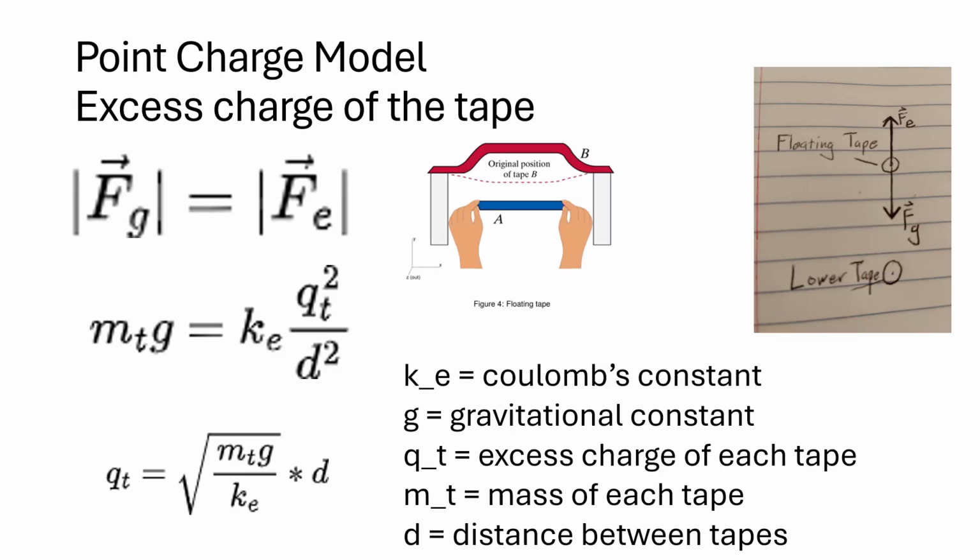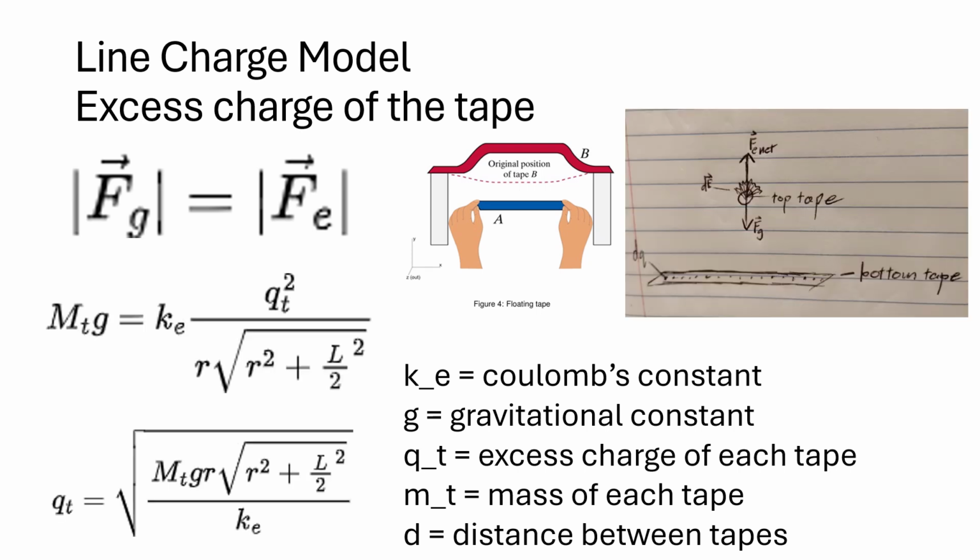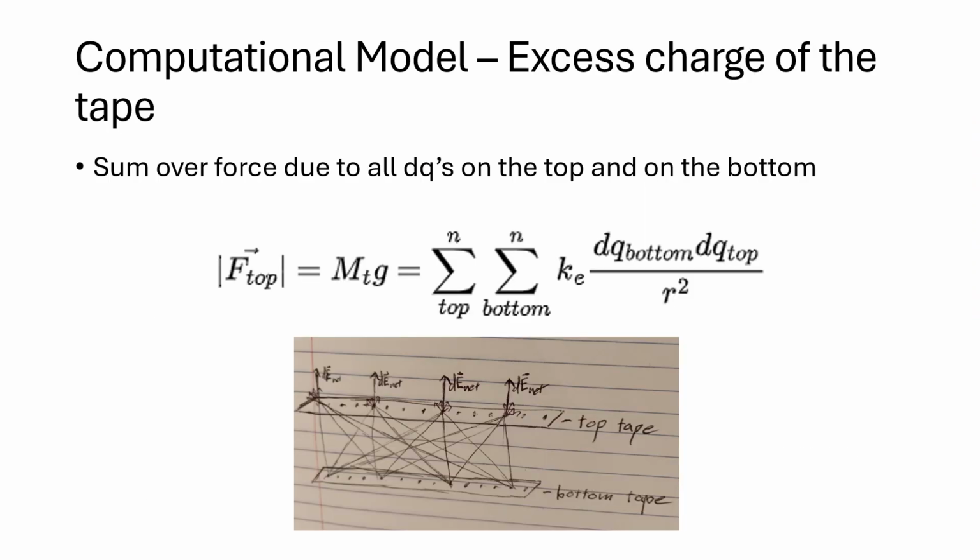This is the simplest version of the model. Essentially, the gravitational forces balance out the electrical forces. In this version of the model, as you can see in the upper right-hand corner, the upper tape and the lower tape are approximated to be point charges. This is a similar model. The only difference is that we're approximating the lower tape to be a line charge. Finally, this is the computational model, which approximates both pieces of tape to be a line charge.